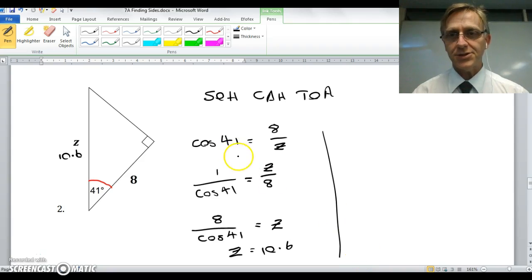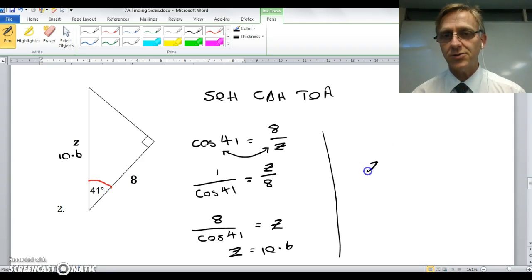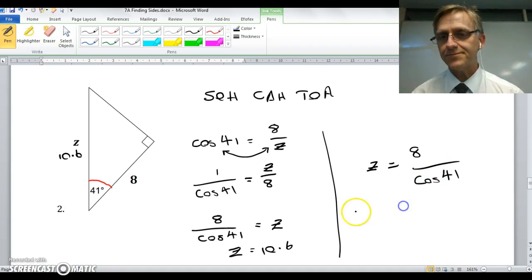Now what's the shortcut? Mariah, this is the bit you should be paying attention to. You can draw an arrow like that, because what you have done, in effect, all this working, what it does is swap the z and the cos 41. The cos 41 ends up where the z is, and the z ends up where the cos 41 is. So you could just go straight to this second line of working, 8 over cos 41. And of course, if you put that in a calculator, you're going to get the same answer. Of course, it's 10.6 to 2 decimal places.